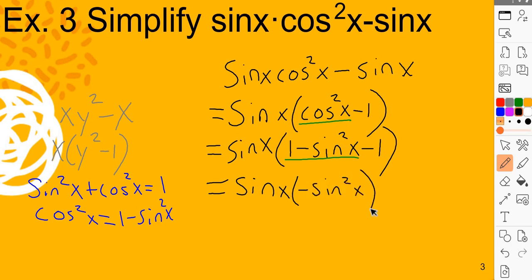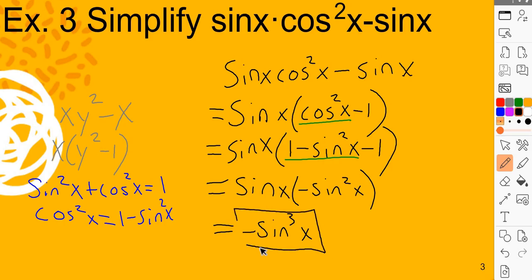Okay. Now if I have something to the first power times something to the second power, but the somethings are the same, what do I end up with? Something to the third power, yes? So sine of x times sine squared of x is going to give us sine cubed. But we do have a negative, so that negative is going to have to stay at the front. Yes?